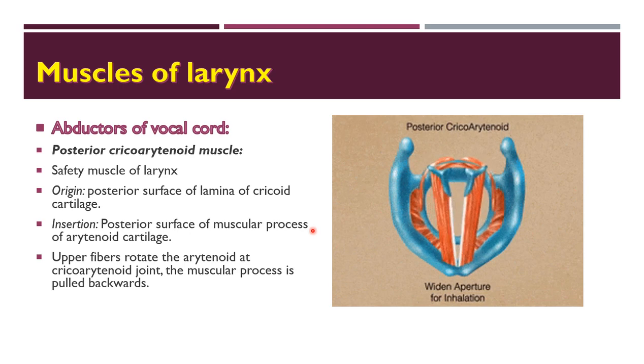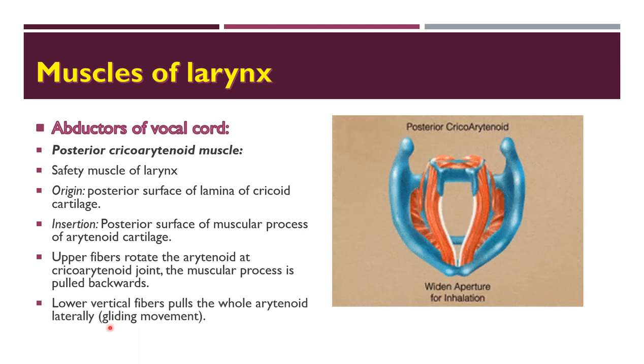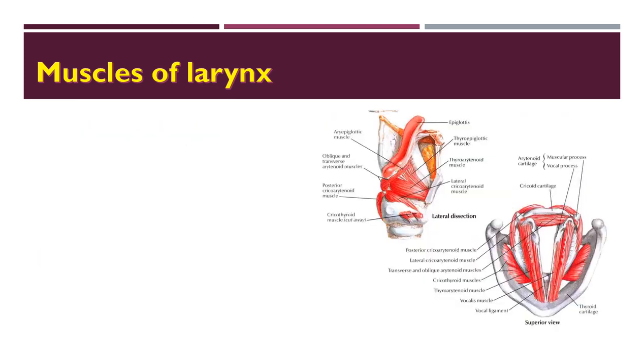There is the lower vertical fibers. What happens? They pull the whole arytenoid laterally. So the whole arytenoid will move laterally and then medially through its gliding action. Okay, so mainly it will move through the gliding action.